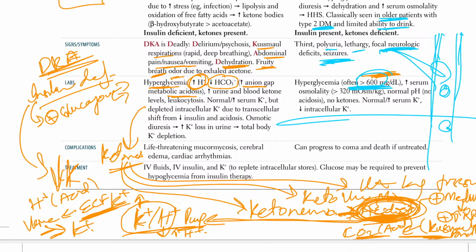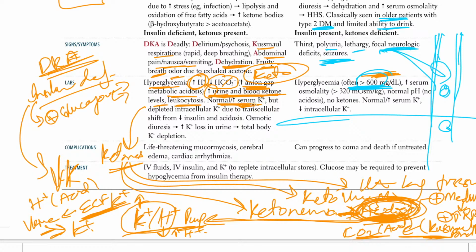Due to ketoacidosis, right? Why would you have an increased anion gap metabolic acidosis? Due to ketone bodies, ketoacidosis. Okay, and then you have increased urine ketones. All that ketone is going to go in urine and in the blood, called ketone levels high, right? This is also going to cause leukocytosis, and then normal or increased serum potassium.